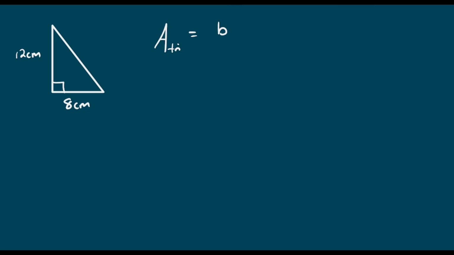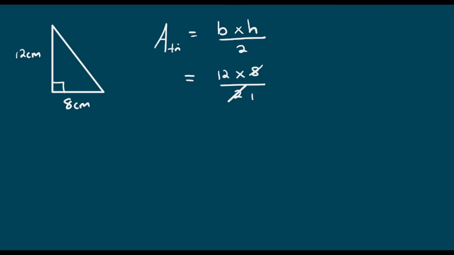Now let's take a look at a triangle. Now let's say we had a triangle with height 12 centimeters and base 8 centimeters. Now the area of a triangle is equal to half the base times the height. So that would be 12 times 8 divided by 2.